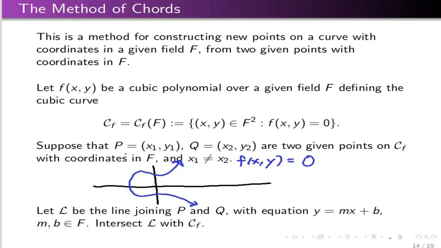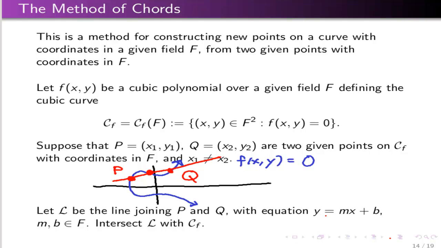2 given points, capital P and capital Q. So here's P, and here's Q. And we're going to assume that these 2 points have coordinates in our given field capital F, and that x1 does not equal x2. Draw the line joining these 2 points. And notice it intersects the curve at a 3rd point right here. Okay, so let's let L be the line joining P and Q.